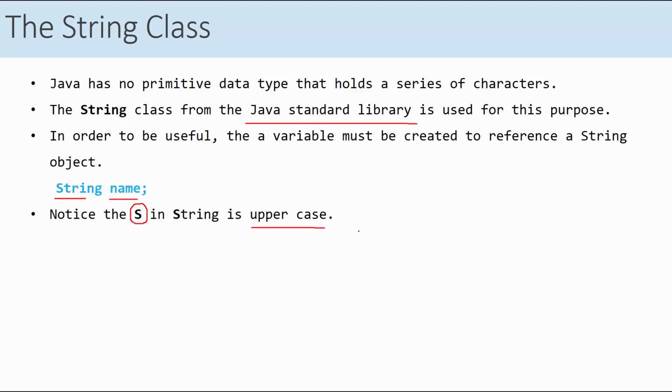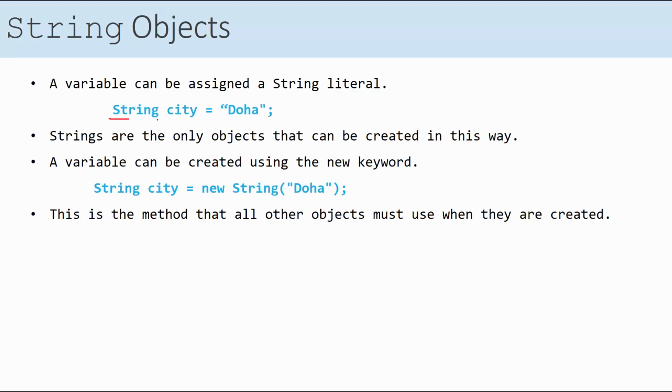How to assign a value to a string? Straightforward: String city equals any character sequence between double quotes. Since string is an object, in Java you can also create a new object by using the new operator. Both will result in the same thing. If you are still new to object-oriented programming, never mind, but you need to know that both statements here would result in creating a new string object called city. The value of that object is Doha.